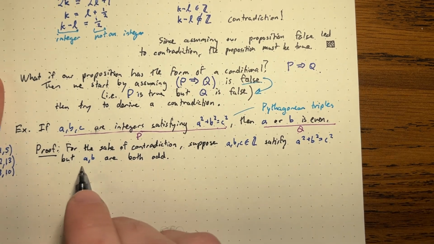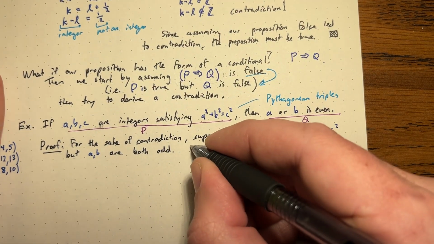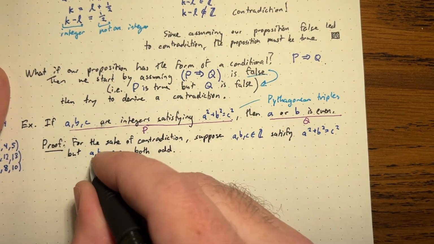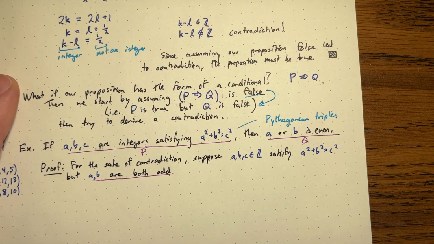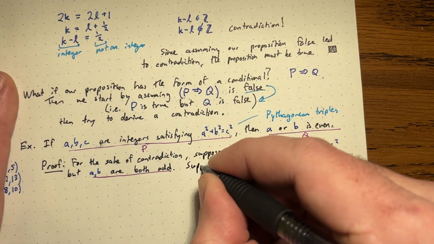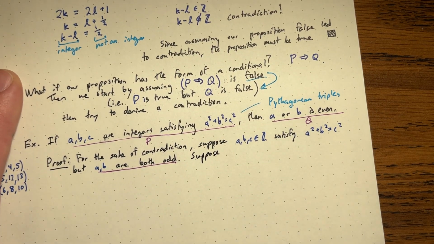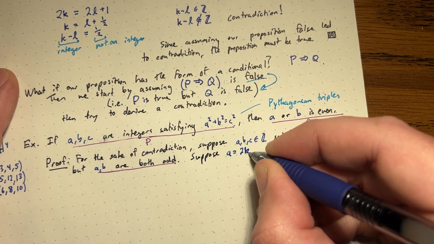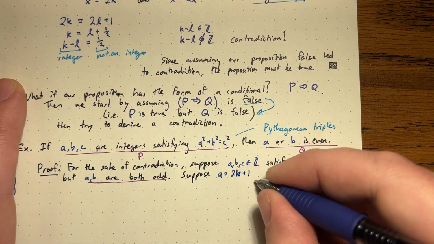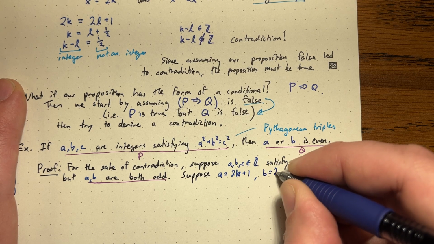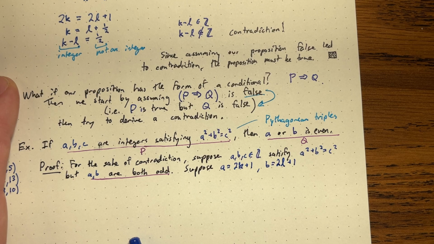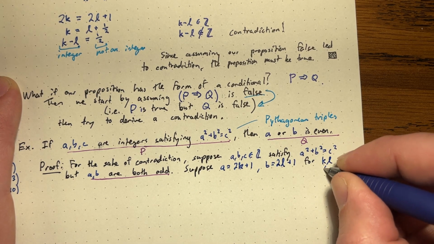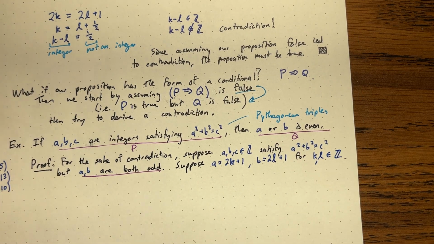So now we can get to work. This is what we're assuming, they're both odd. We'll have to use this somehow too, but let's start with this. We know how to deal with this. So what does it mean for them to be odd? It means that A must be 2 times an integer plus 1, and B must be 2 times an integer, possibly a different integer, plus 1, for integers K and L. So for K and L in the integers.